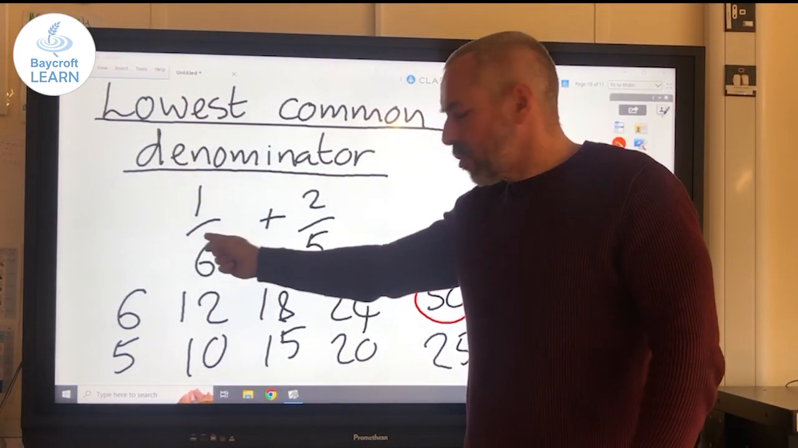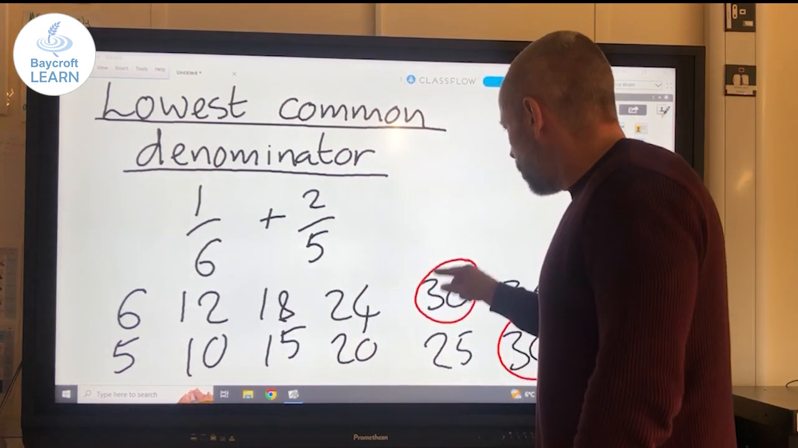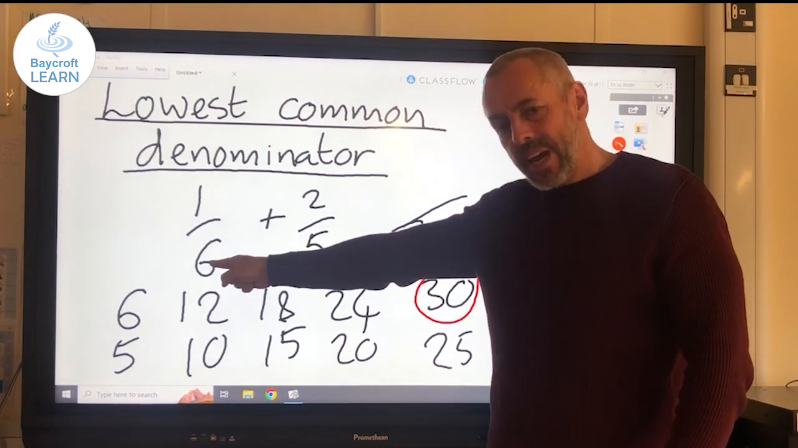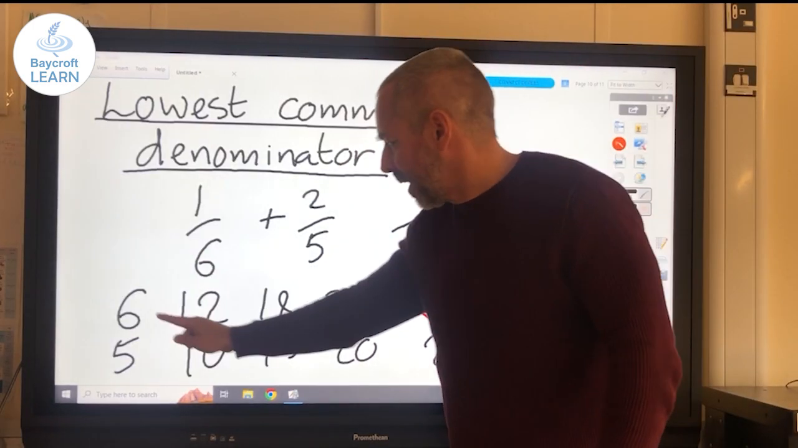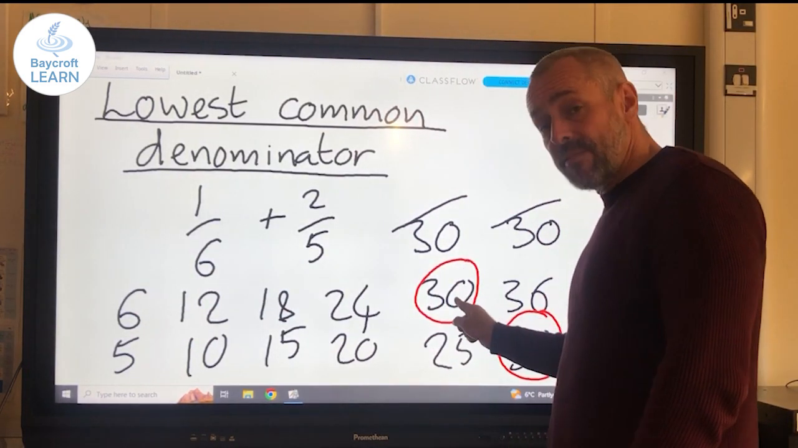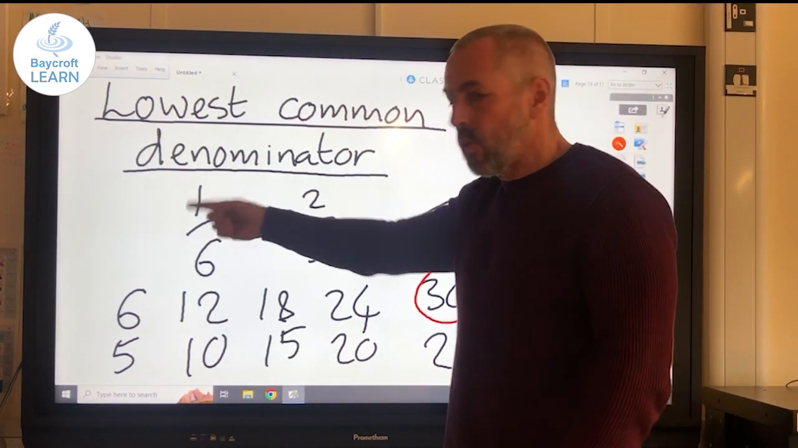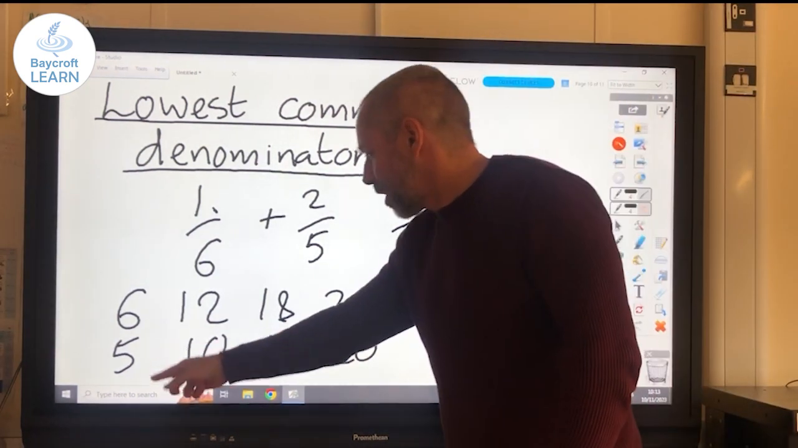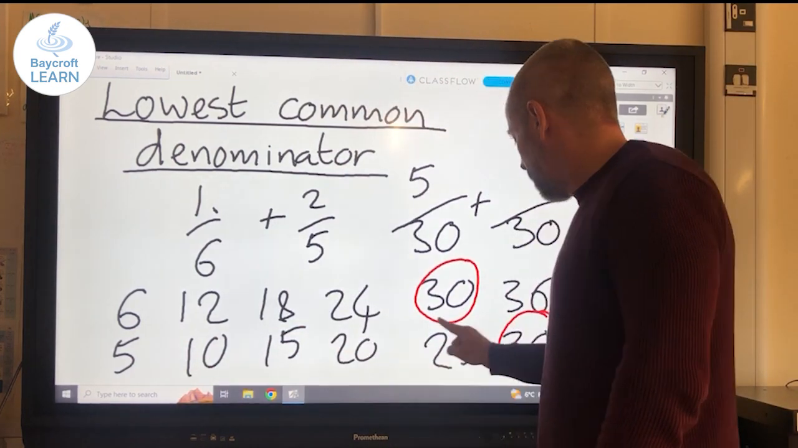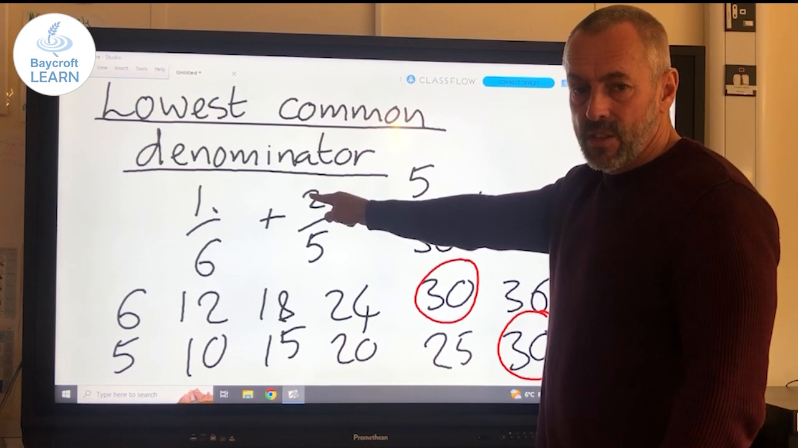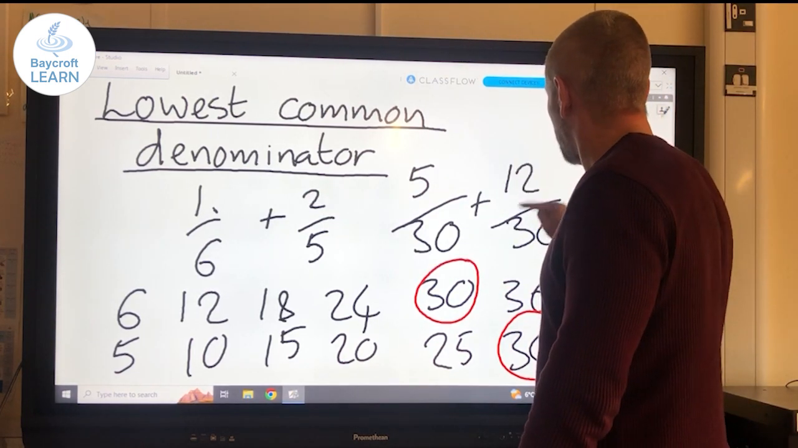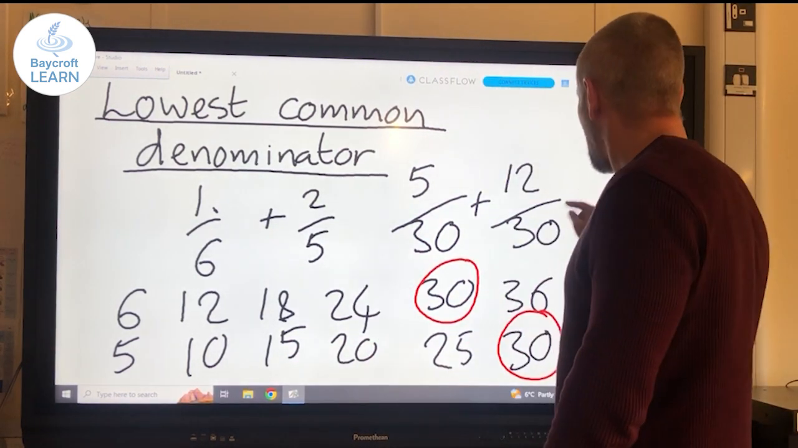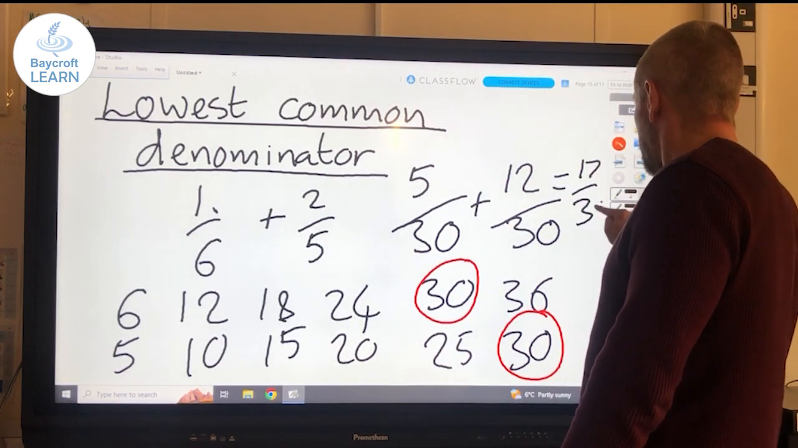So, whatever we've done to the bottom, we then have to do to the top. So, we know that we can use 30 as our common denominator, but we've changed 6 into 30. How have we done that? We've multiplied it by 1, 2, 3, 4, 5, which means we have to times the top by 5. So 1 times 5 is going to give us 5. We've also changed our 5 into 30 by multiplying it by 1, 2, 3, 4, 5, 6, which means we have to times the top by 6, which will give us 12. Now we can work with it because our denominators are the same. Then we're simply going to add, which will give us 17 over 30.